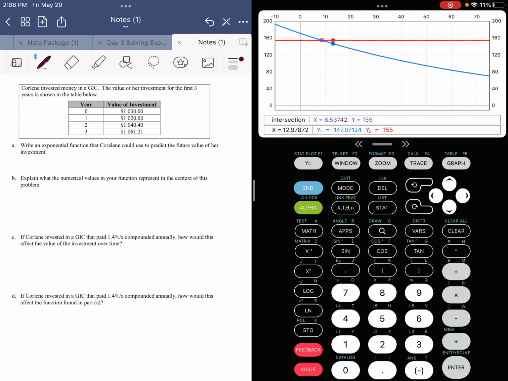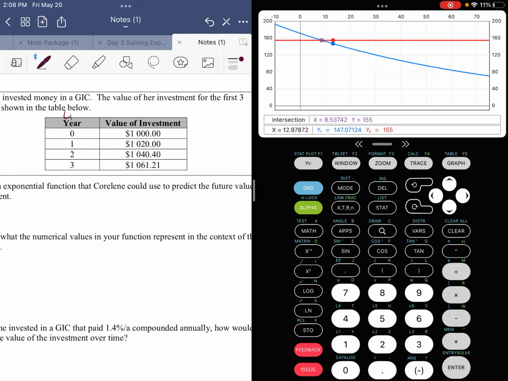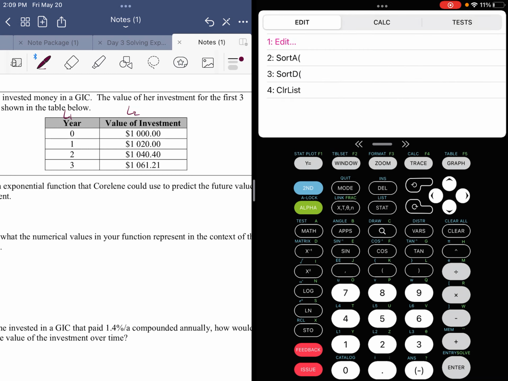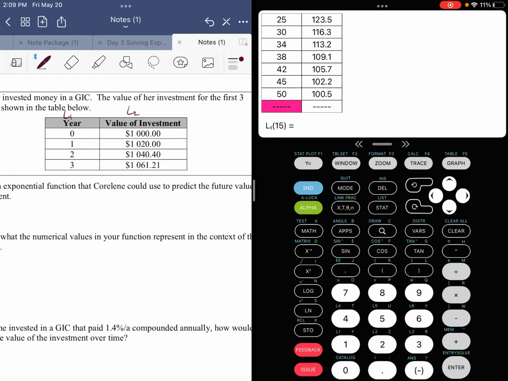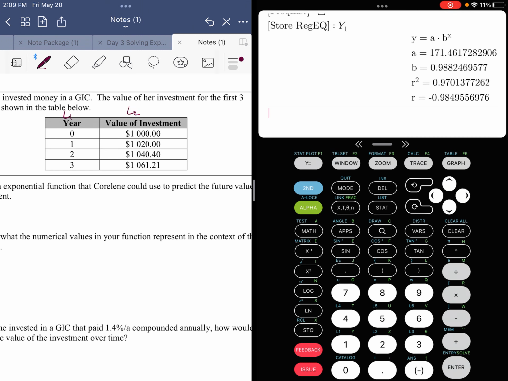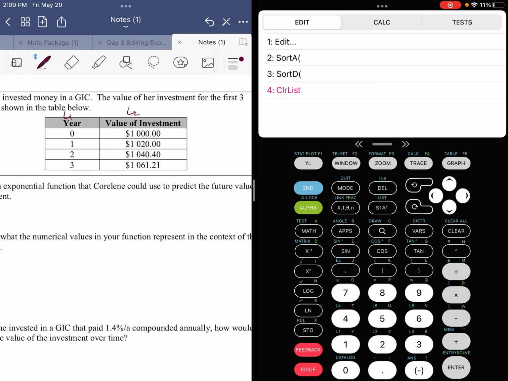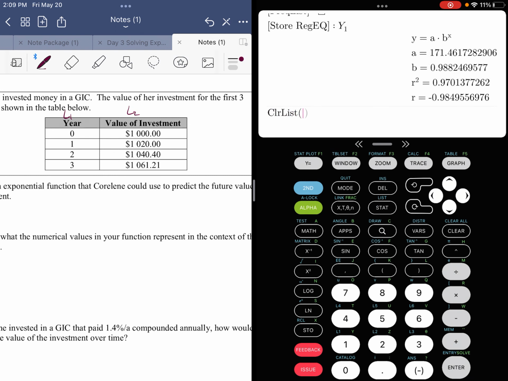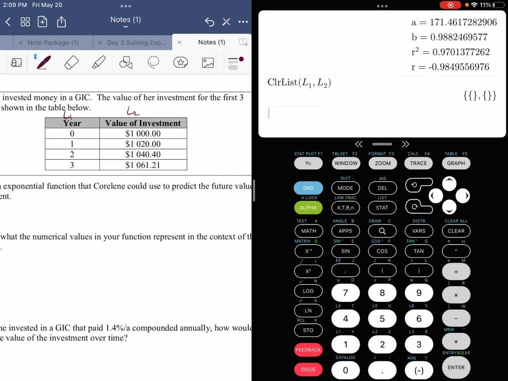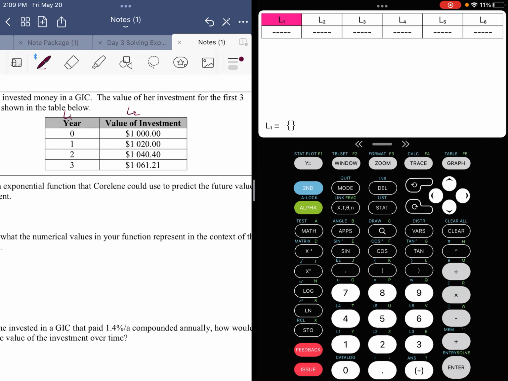Okay, one more example here. Corleen invested money in a GIC. The value of her investment for the first 3 years is shown in the table. Write an exponential function that Corleen could use to predict the future value of her investment. So here we've got L1, time, and L2 is the value, so we got to go to stat. Now if you notice, there's a whole bunch of information here, and you could go all the way through and delete all of it, or we can just hit clear list, and then we want to clear our L1 and our L2 list. So that's a quick way to do it, and now they're cleared.